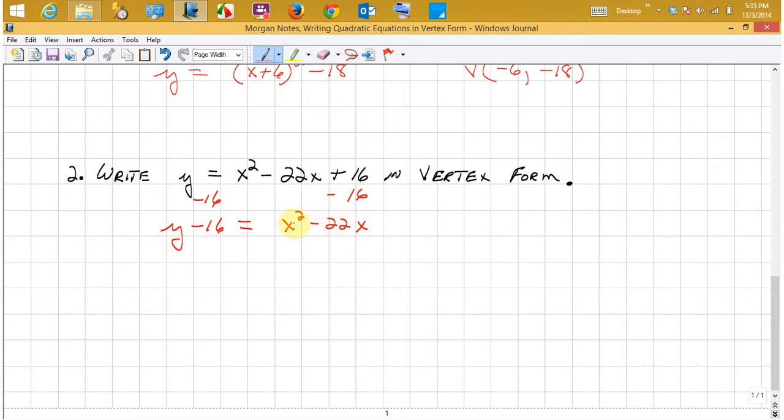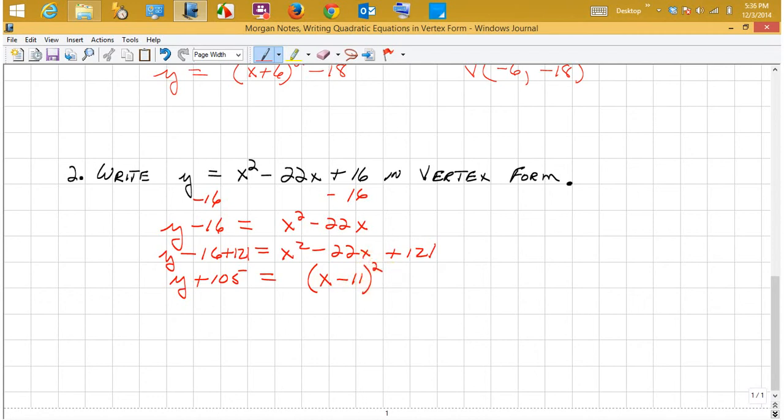So you could look over here and say that, okay, half of a negative 22x, that's going to be a negative 11. Square negative 11, I get 121. So I'm going to add 121 to both sides. I've got to add it over here. And so what we have is a negative 16 plus 121. On this side, I will have y plus 105. On the other side, I'm going to write it as a perfect square.